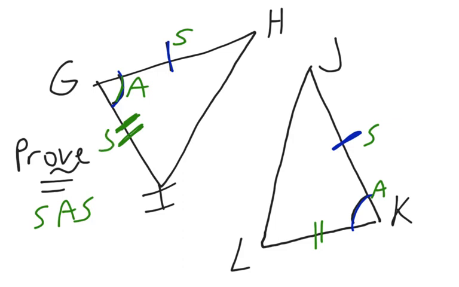So as that one stood, they were not congruent without some more information. But if LK is congruent to GI, then we have a winner.